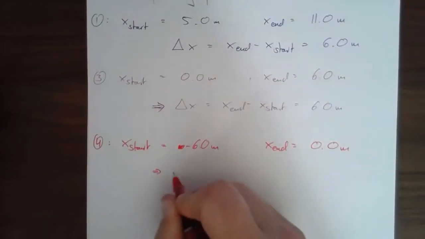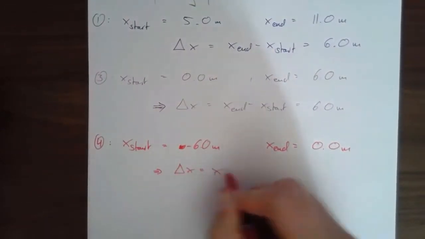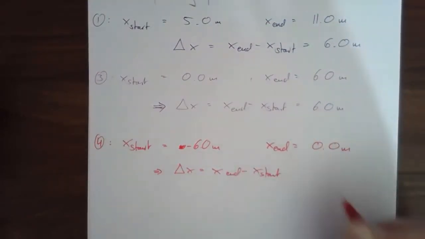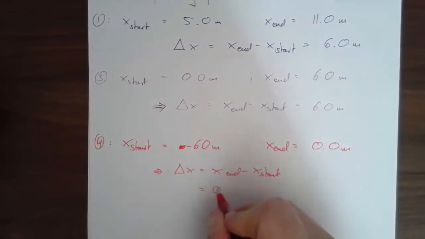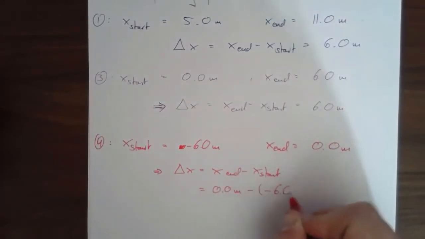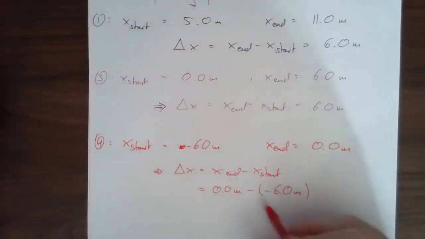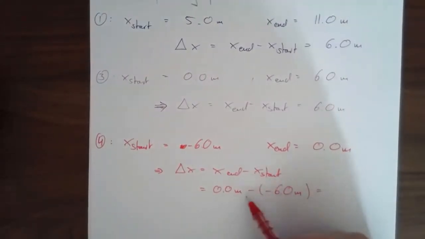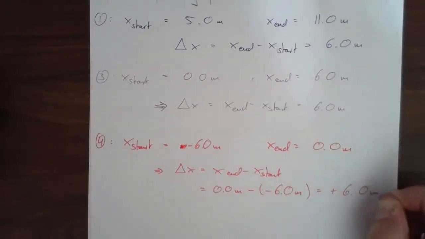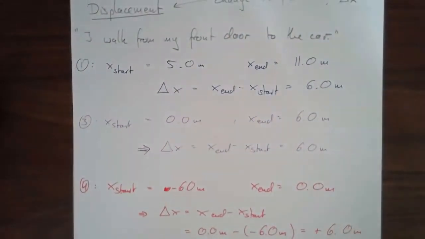So if I use this one, I'm going to get delta x is x end minus x start. What is that? Well, it's going to be 0.0 meters minus 6.0 meters. And we have to calculate the signs. This minus makes plus. This is plus 6 meters, just like we had before. So it looks like the displacement is the same in all coordinate systems, except not quite.